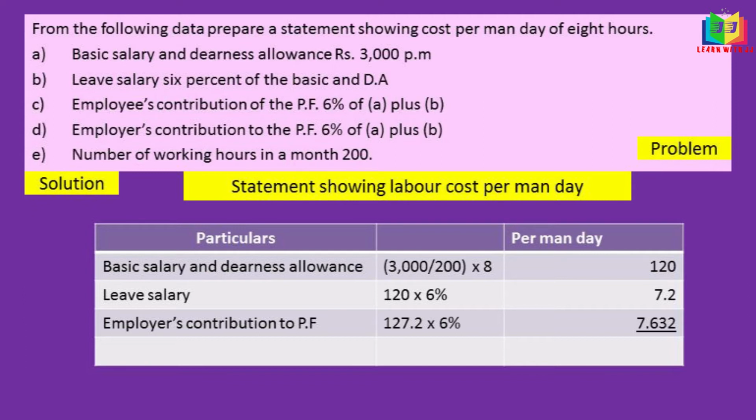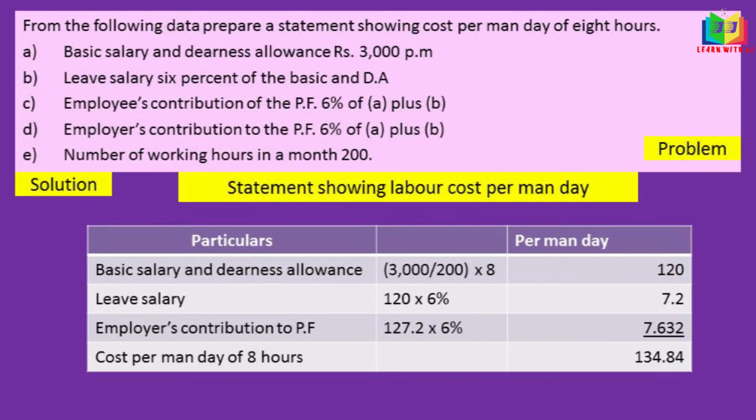So together the basic salary and leave salary is 120 plus 7.2, we'll get 127.2, into 6%. So we'll get 7.632. And there is no other information, so we can add it now. If we add all these three, we'll get 134.84. This is the cost per man for a day of 8 hours.